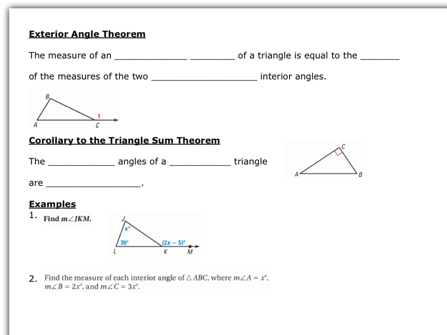All right, the exterior angle theorem says the measure of an exterior angle of a triangle is equal to the sum of the measures of the two non-adjacent interior angles. So there's that word non-adjacent again. Remember I told you everything builds. So you have to make sure you remember everything prior to this because we still have to remember what all of these words mean.